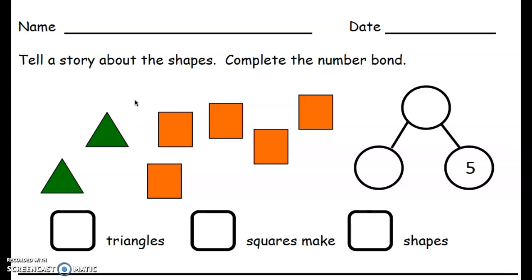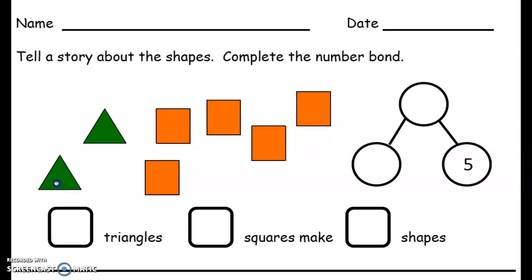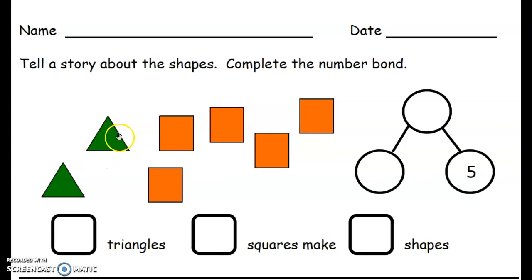Today's math is about using the number bonds that we talked about in class to make these combinations. Remember, we need to decide what's the same and what's different before we can start. These directions tell us to tell a story about the shapes and then complete the number bond. We're going to skip the story and just focus on the shapes. Right now, I see 1 triangle, 2 triangles.